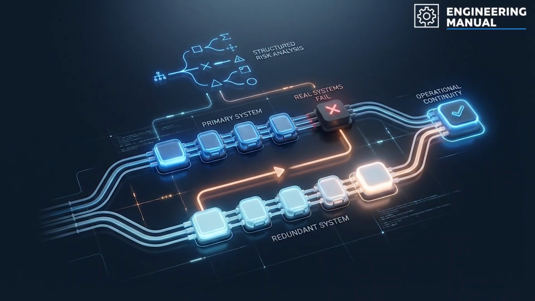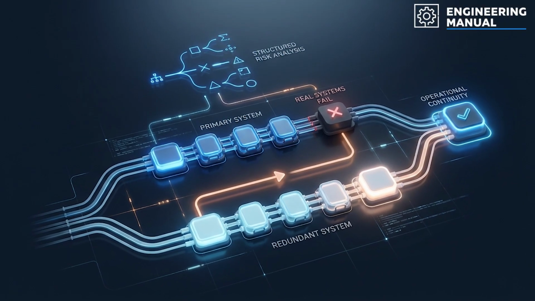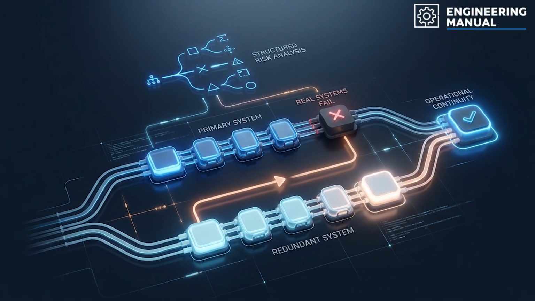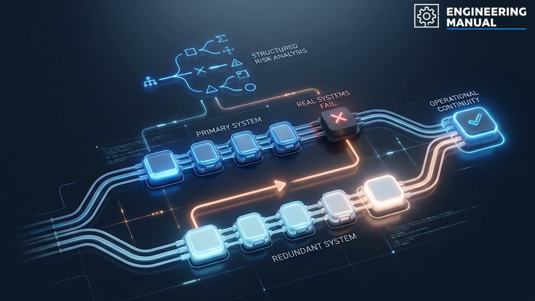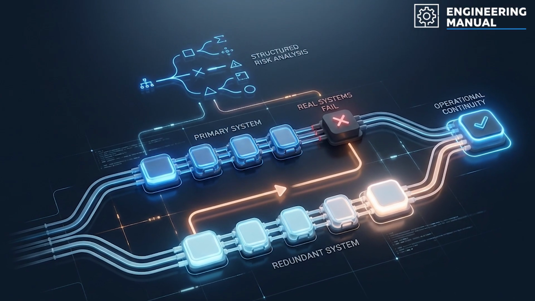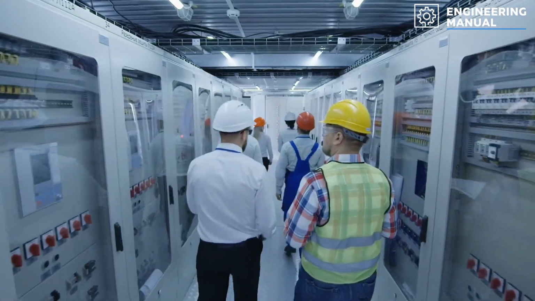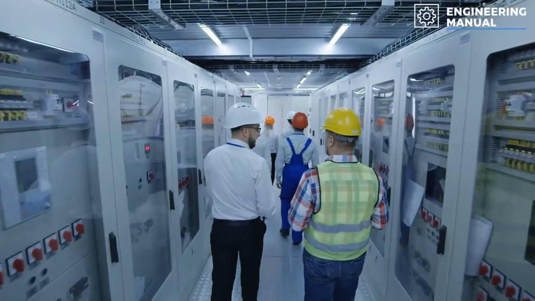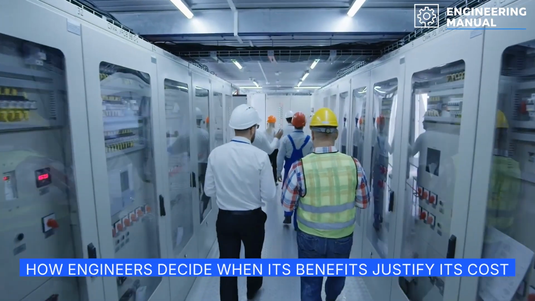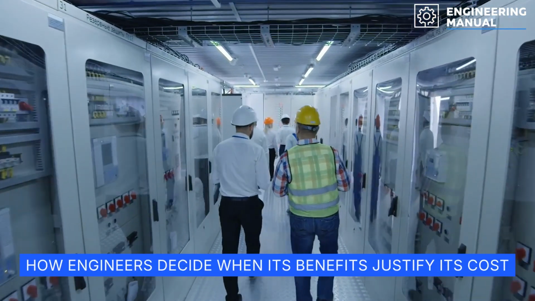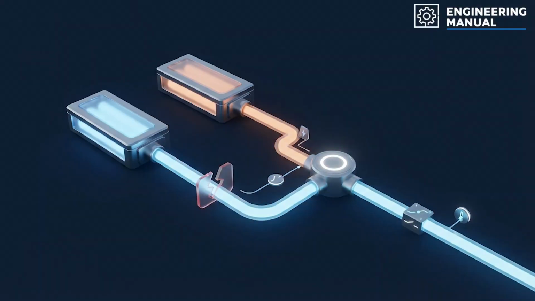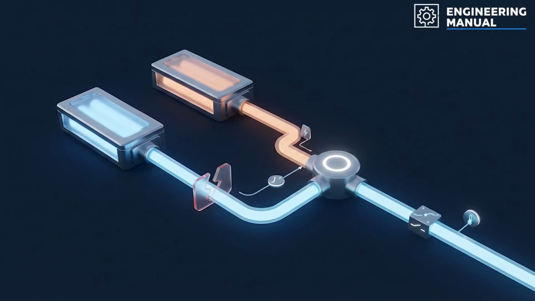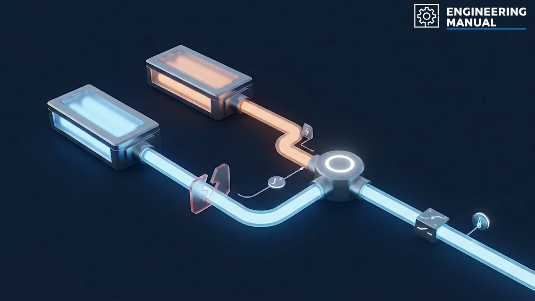This is not paranoia or needless over-engineering. It is the result of structured risk analysis and a clear understanding of how real systems fail. In this video, we'll look at real-world examples of redundancy in practice and explore how engineers decide when its benefits justify its cost.